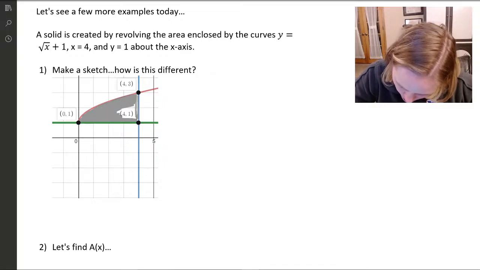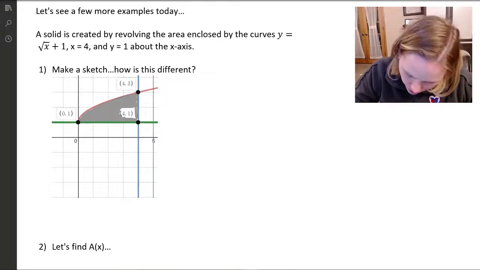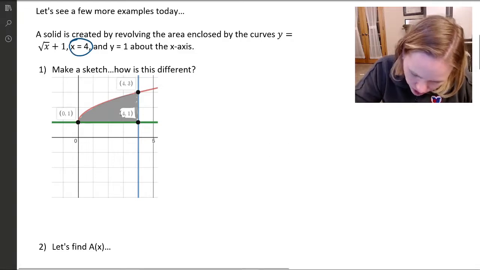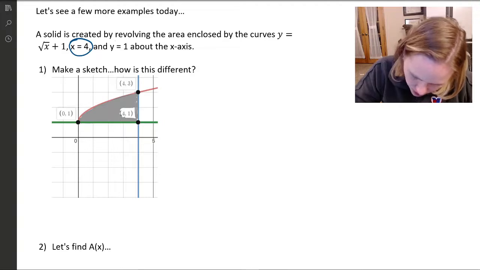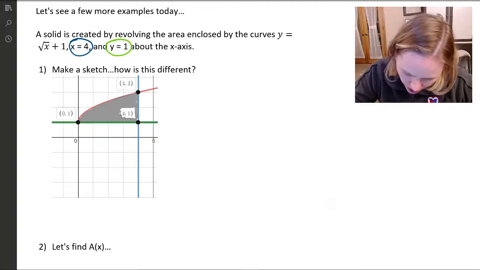So this is the area, and we have our nice little intersection points. I'll leave those so we can read them. But basically we've got this function here. This is x equals 4, so that's my blue line. The green line is y equals 1. And we're going to be revolving this about the x-axis.